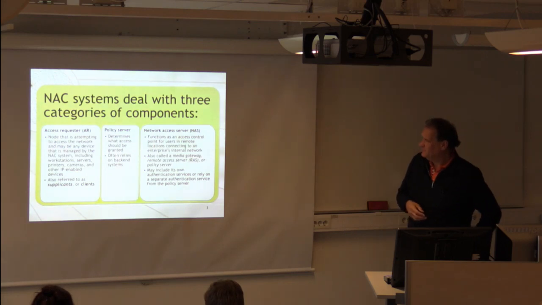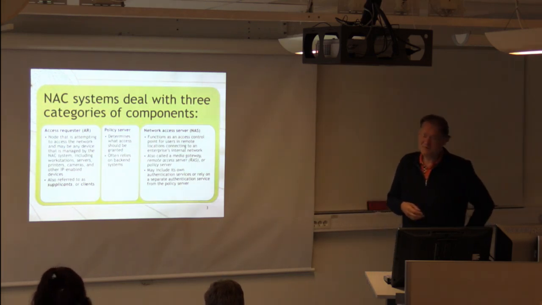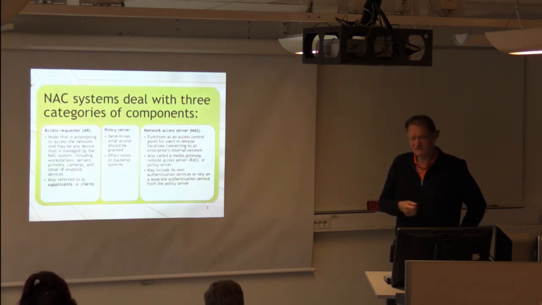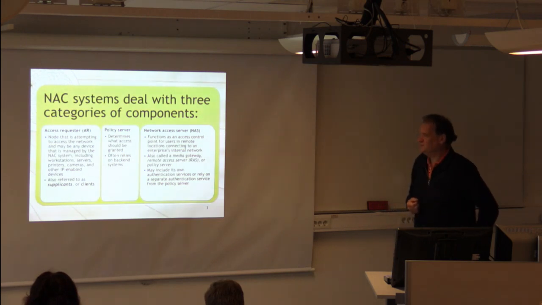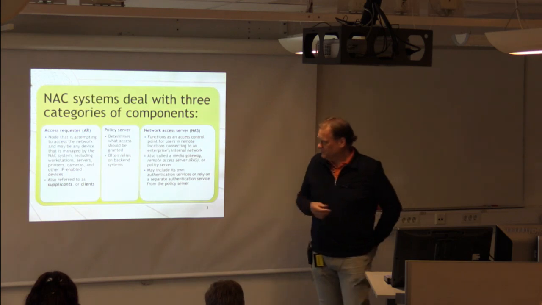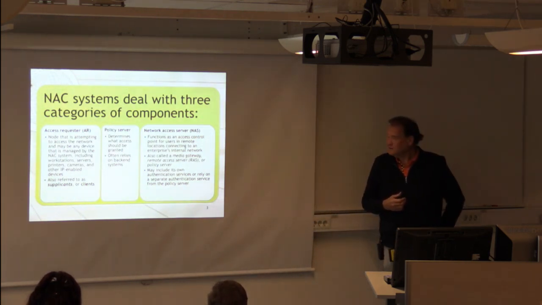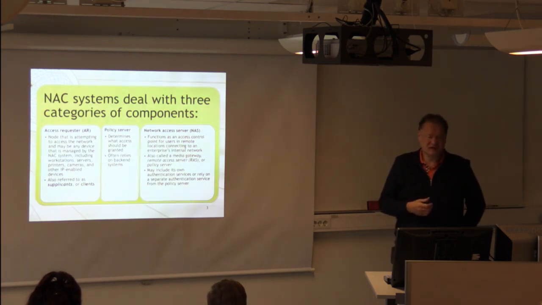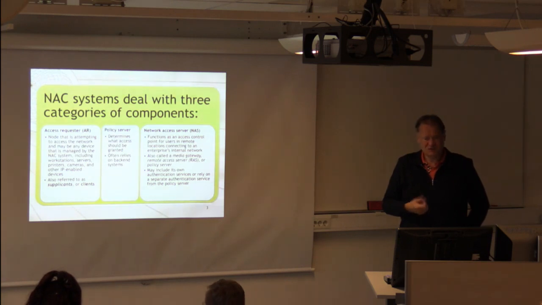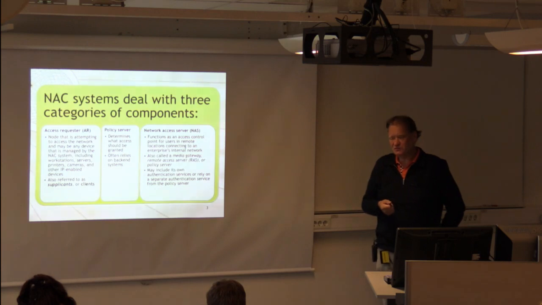We have different components in such a system. There are different names for these in different standards. So that is a little bit of a complication, but we'll start with these terms here. We start with the access requester, sometimes called supplicant, sometimes called client, the one who wants to connect to the network. So that is typically a computer or a mobile device that wants to connect to the network.